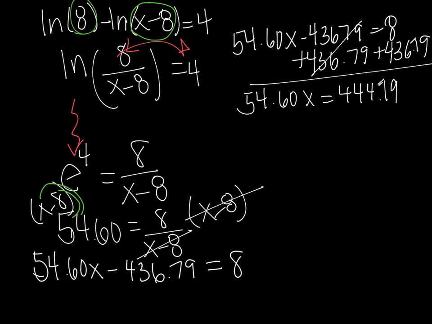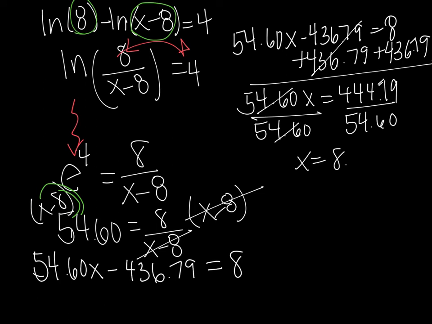All right. Last step to get x by itself. Divide by the 54.60. And what do we get? X equals 8.15.